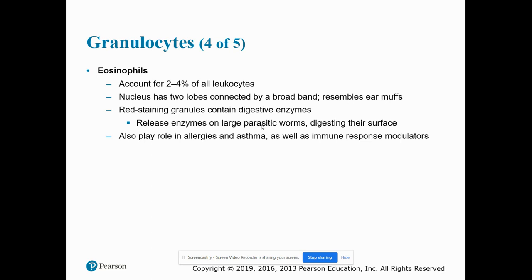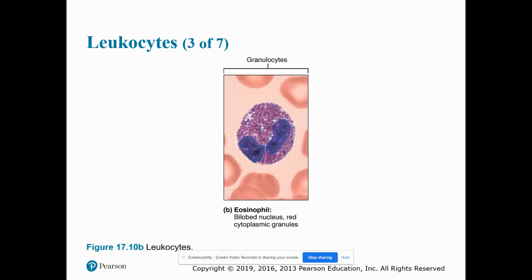Then we have eosinophils. These are going to account for 2 to 4% of all leukocytes. The nucleus has 2 lobes, and it ends up looking like earmuffs to a degree. The red staining granules contain digestive enzymes, which will be released on large parasitic worms, and it'll digest their surface. They also play a role in asthma and allergies, as well as immune response modulators. And this is an eosinophil.